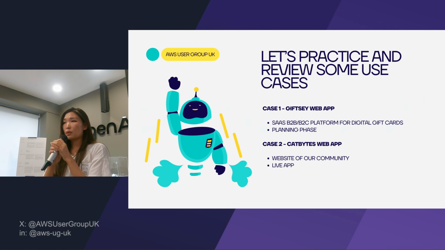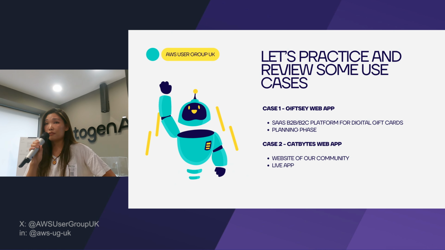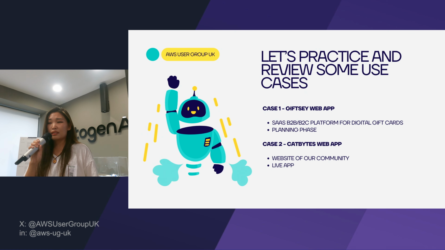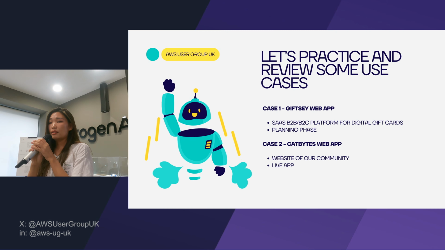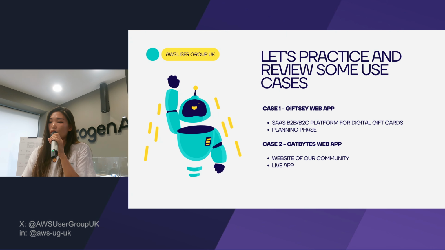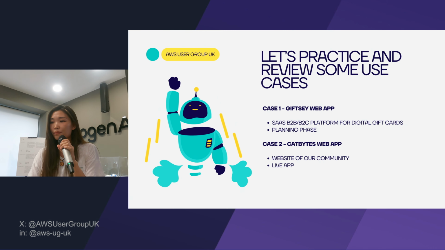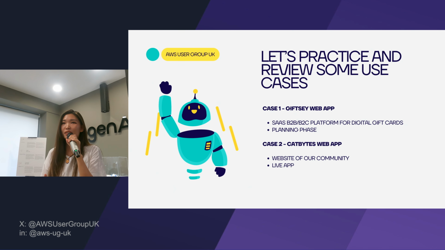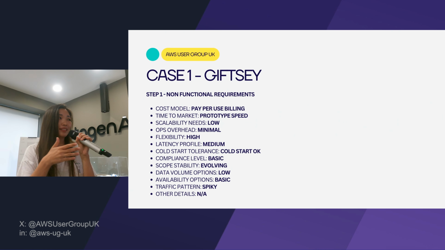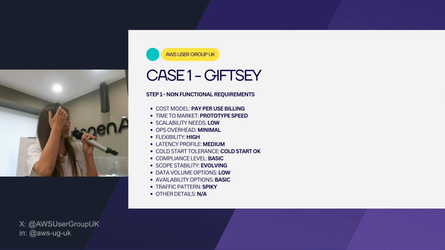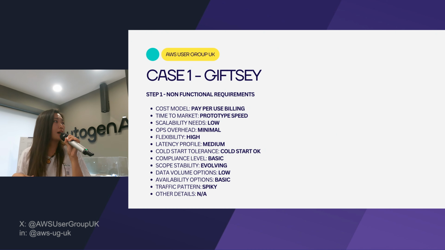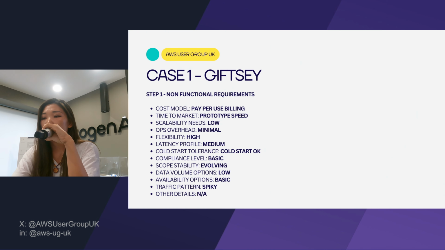The first one is called Gifty Web App, and it's in the planning phase. The idea is to build a software as a service, B2B, B2C platform where users can create and sell digital gift cards. So this is going to be our first use case to review, and let's now apply the decision framework to this project. I already listed, just to be more efficient, all the factors that I mentioned during the non-functional requirement slides. Let's just quickly go through them together.